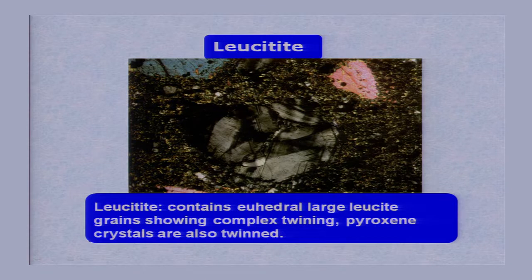Pyroxene crystals are also twinned. Here this pyroxene crystal is also twinned, but because of limitations I am not able to show you the twinned crystal of pyroxene. However, I am able to show the twinned crystal of leucite. So, this rock is leucitite, and it shows a very typical feature here.